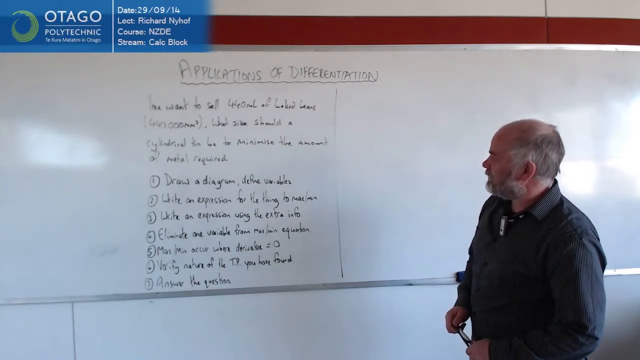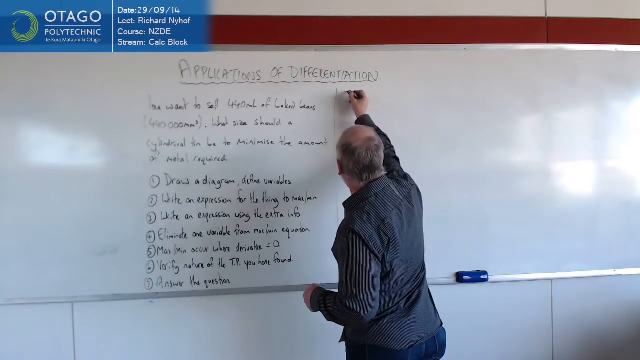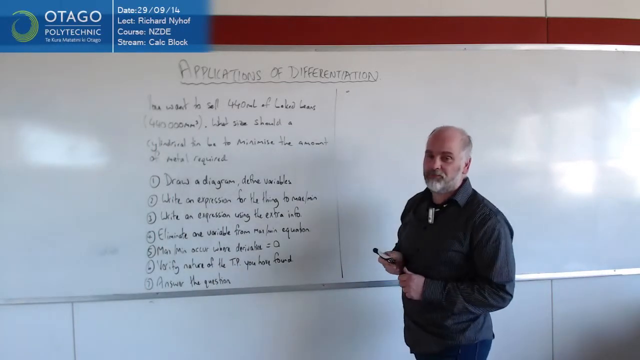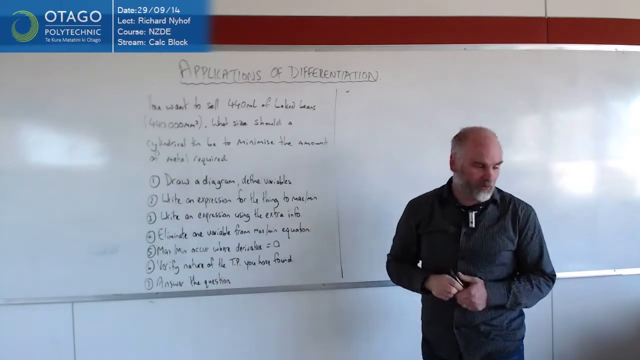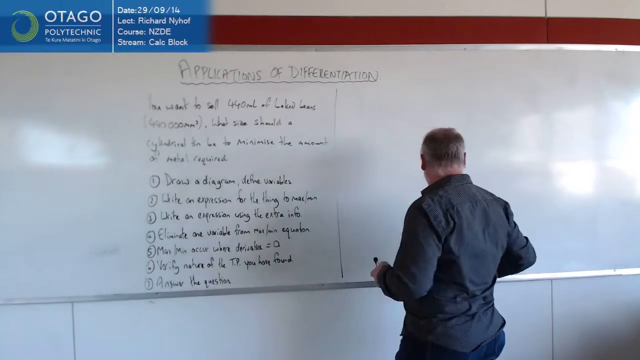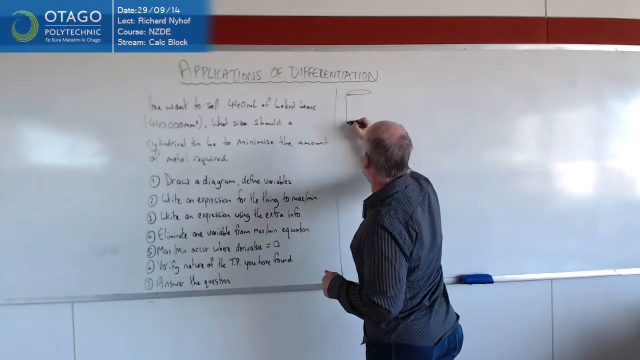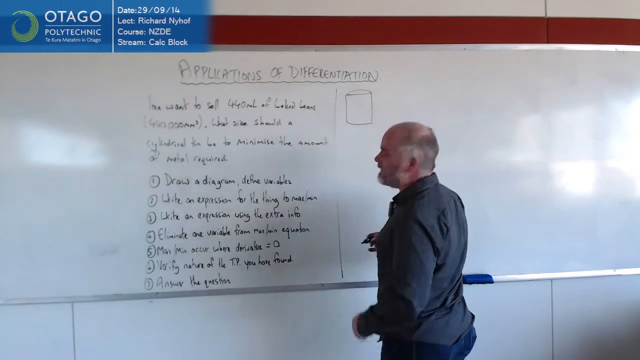So step one, draw a diagram. We can do that. So we're going to have a diagram of a baked bean. There you go. No, maybe not. No, it's not going to help at all, is it, actually? We want a diagram of a tin. So we need a picture of the tin that we're going to use. So let's have a diagram of our baked bean can.